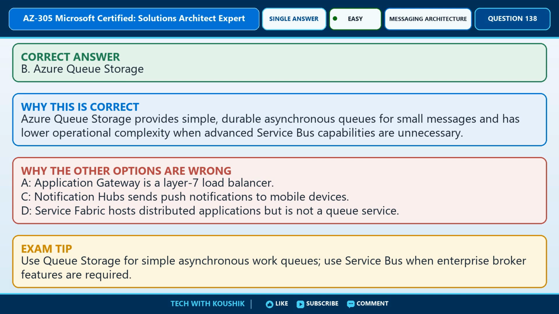Here is the technical justification. Azure Queue Storage provides simple, durable asynchronous queues for small messages and has lower operational complexity when advanced Service Bus capabilities are unnecessary. A. Application Gateway is a Layer 7 load balancer. C. Notification Hubs sends push notifications to mobile devices. D. Service Fabric hosts distributed applications but is not a queue service. Use Queue Storage for simple asynchronous work queues. Use Service Bus when enterprise broker features are required.